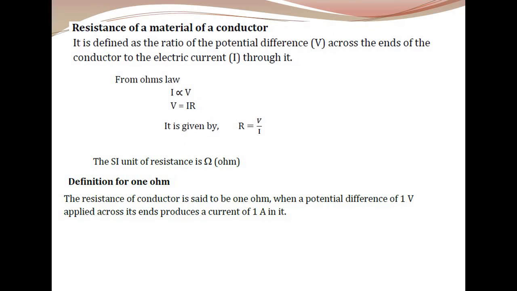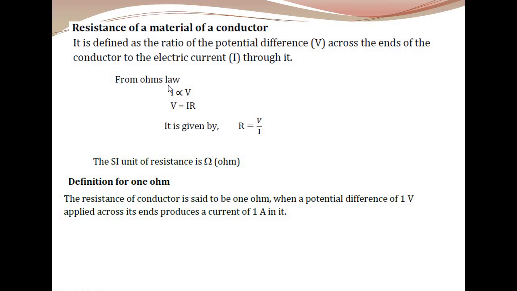Next we go to another topic, the resistance of the material of a conductor, that is, how resistance arises. Resistance is nothing but the ratio of voltage and current. It is defined as the ratio of the potential difference across the ends of the conductor to the electric current through it. This ratio of voltage and current is known as resistance.